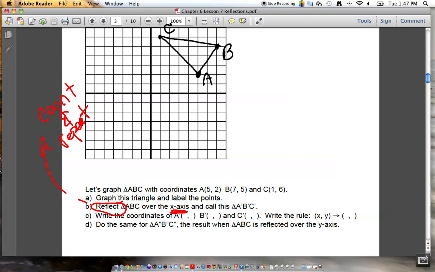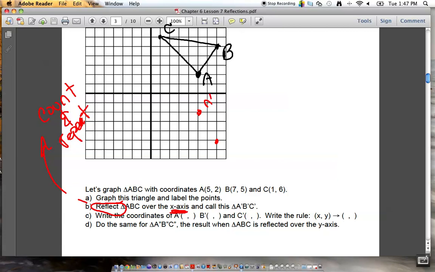Watch. 1, 2. 1, 2. I counted and I repeated. Now try that with B. 1, 2. See, I told you to watch. 1, 2. 1, 2. Count and repeat. Do it for B. 1, 2, 1, 2. Ready? 1, 2, 3, 4, 5. Now what do I do? 1, 2, 3, 4, 5.